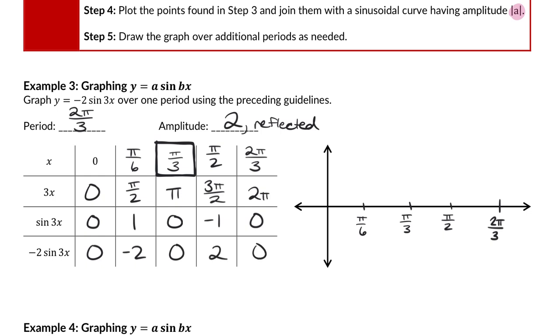So if I do this on my graph, here's 1, here's 2, here's negative 1, here's negative 2, I'm going to follow this pattern. My table says input 0, output 0. My table says input pi over 6, output negative 2. Input of pi over 3, output of 0. Input of pi over 2, output of 2. And then back to 0.